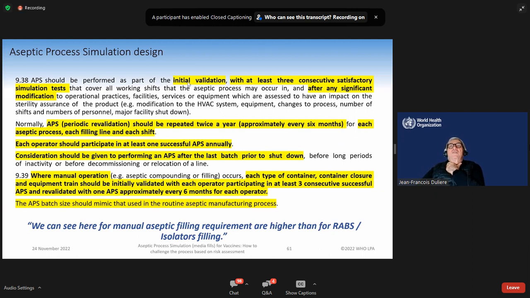Now, APS should be performed as part of the initial validation with at least 3 consecutive satisfactory simulation tests that cover all working shifts that the aseptic process may occur, and after any significant modification to operation practices, facilities, HVAC system, whatever.